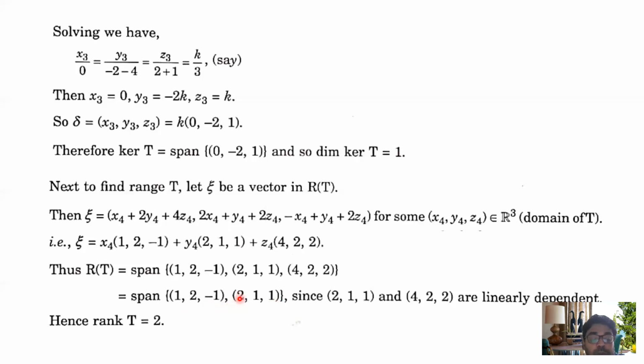Okay. So how many vectors are linearly independent? These are linearly independent, you can check. So how many linearly independent vectors do you have? 2. So that's why the rank of T is 2. Okay. So this is the example by which you can check how to calculate the kernel of T, how to find the range of T, and the dimension of kernel T and dimension of range T.